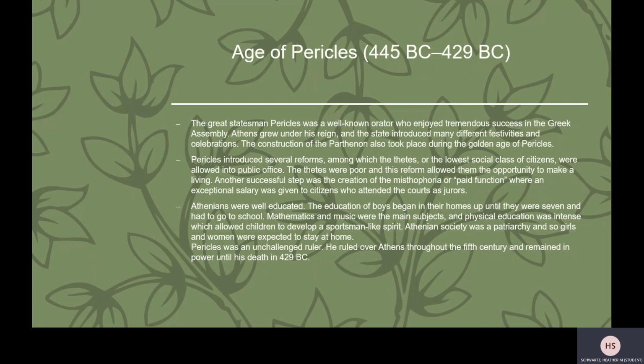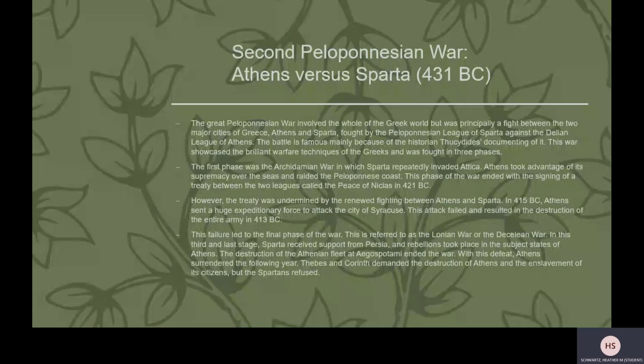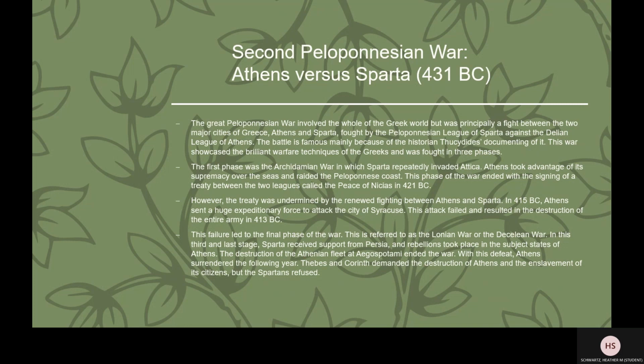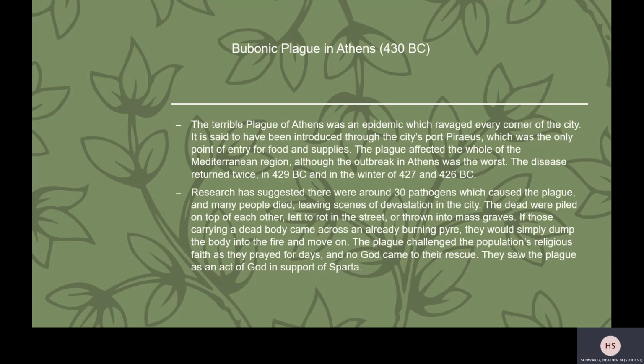Throughout 445 BC to 429 BC, the age of Pericles brought many things to Greece. The Second Peloponnesian War was between Athens and Sparta, and these are the major cities of Greece. The bubonic plague of Athens was in 430 BC, and it was an epidemic that went through the whole city, and the plague really challenged the population's religious faith because they prayed for days, but no god came to their rescue. They also saw it as an act of God in support of Sparta.